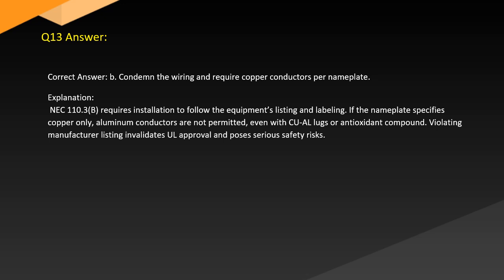Answer. Correct answer. B. Condemn the wiring and require copper conductors per nameplate. Explanation. NEC 110.3(B) requires installation to follow the equipment's listing and labeling. If the nameplate specifies copper-only, aluminum conductors are not permitted, even with CU/AL lugs or antioxidant compound. Violating manufacturer listing invalidates the approval and poses serious safety risks.